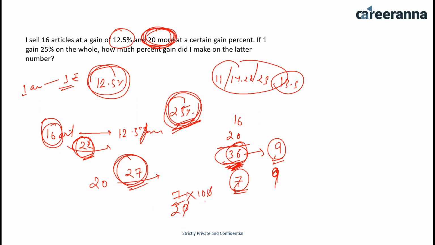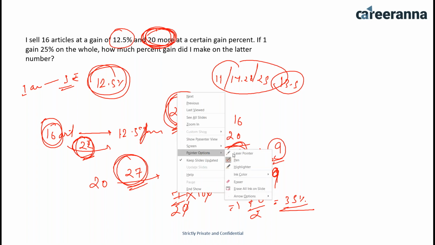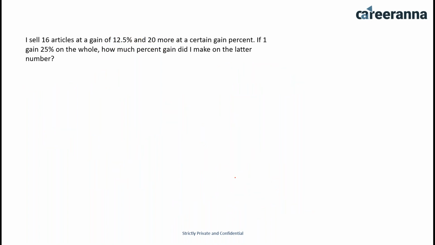Is it clear to all? 70 divided by 2, it is 35. Do you get it? Any doubt? Let me explain again. Okay, just be with me, I'll tell you.